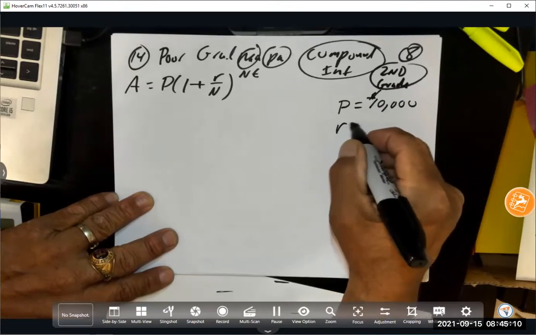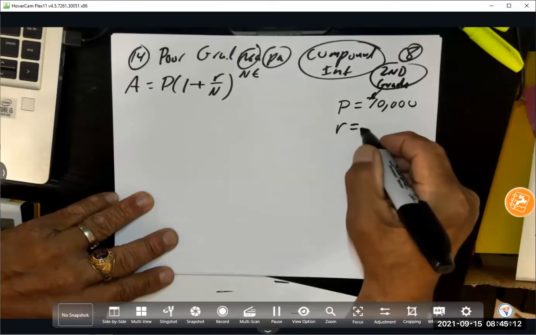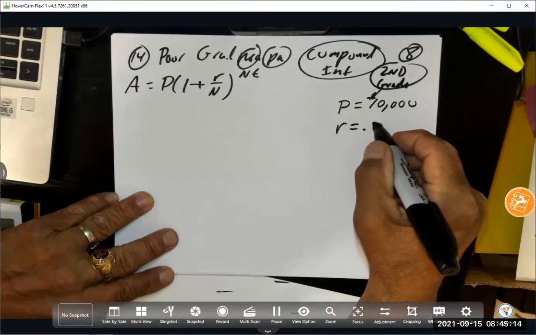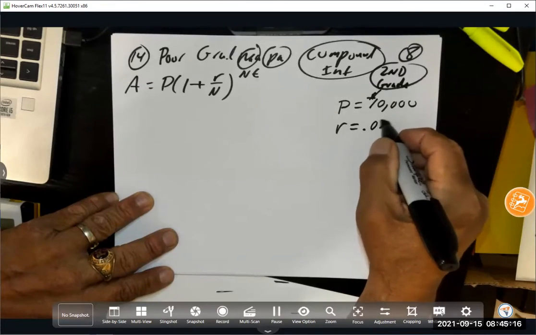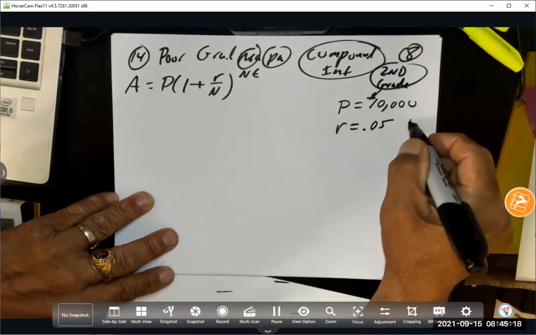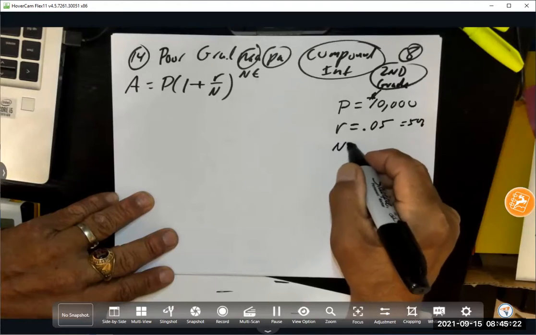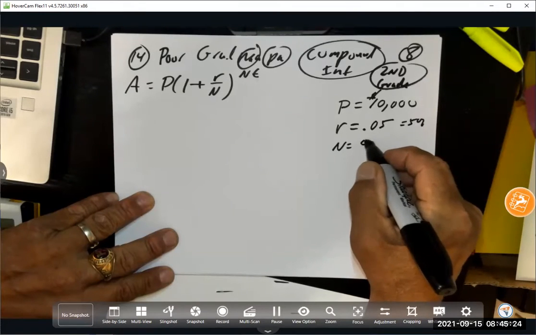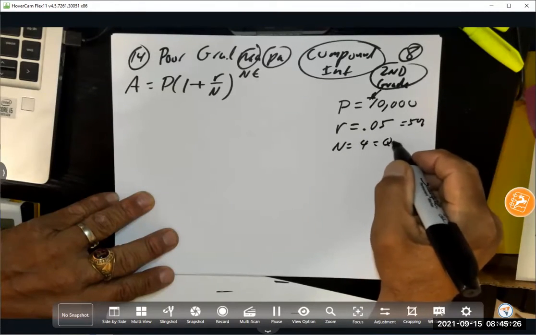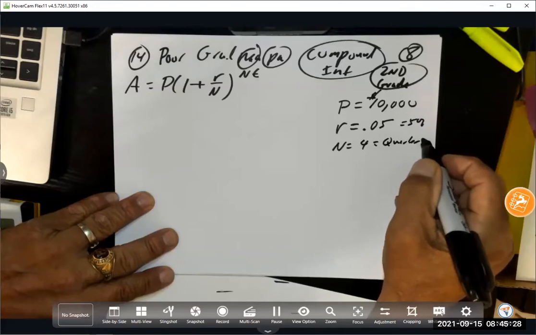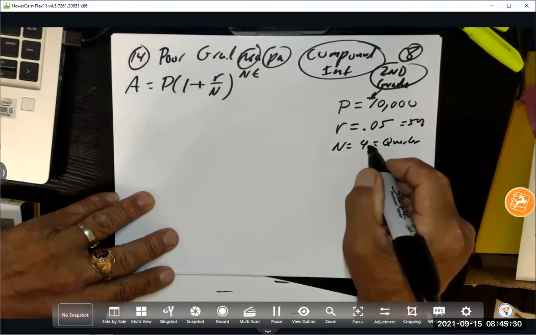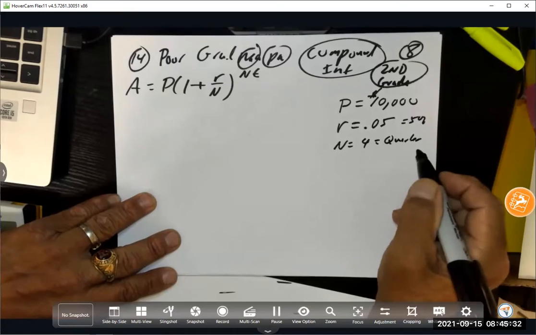And we're going to put it in a bank account that pays, I don't know what it pays, let's just say 5%. And it's going to be compounded, let's say quarterly. I'll tell you what that means. That means 4 times a year the bank puts money in that account for you.